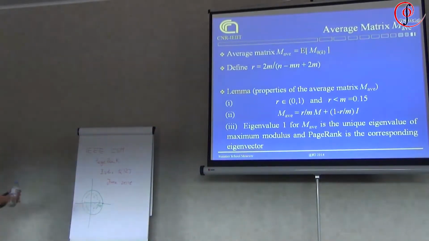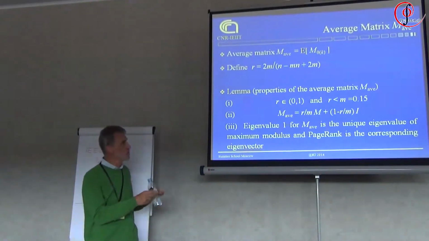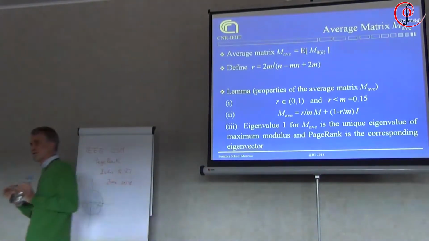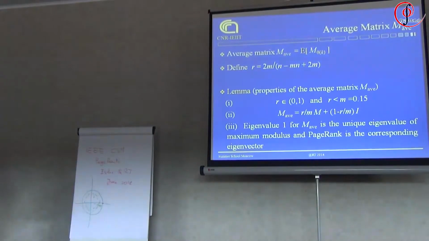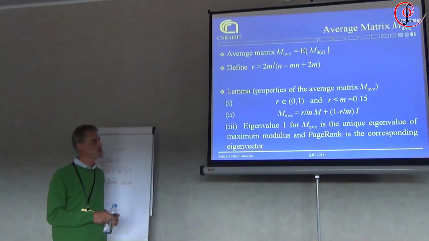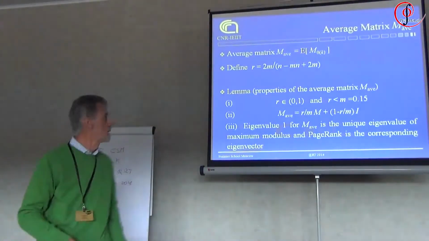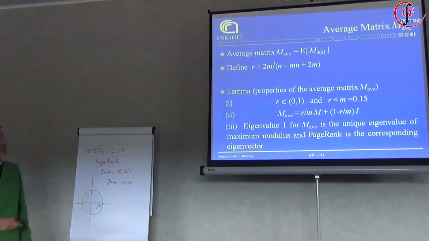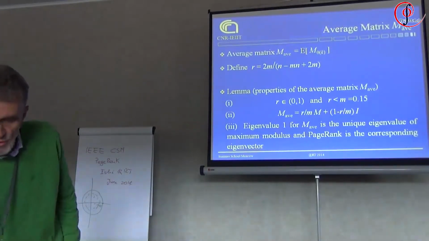R is defined as follows, and there are a couple of properties that we can prove about this matrix M average. Well, the first one is that R is well defined, so it's in the open interval 0, 1, so the convex combination that we had before is actually a well defined convex combination. R is actually smaller than 0.15. As I said, if n is very large, then it can be very close to 0. However, what is probably more important is the third property. The eigenvalue 1 for M average is the unique eigenvalue of maximum modulus, and PageRank is the corresponding eigenvector. Which means that the PageRank for M of theta k and the PageRank for M are the same. So I can actually work with this stochastic process.